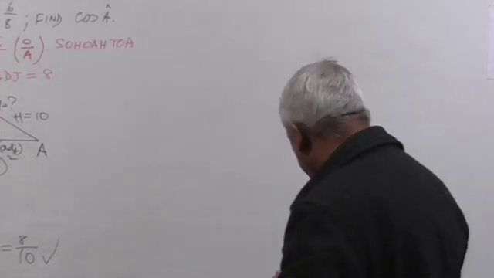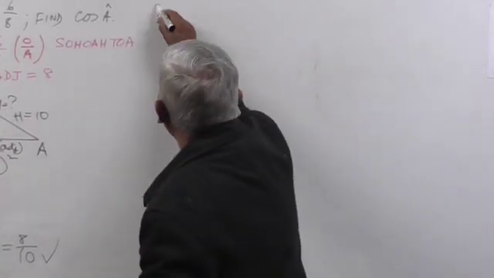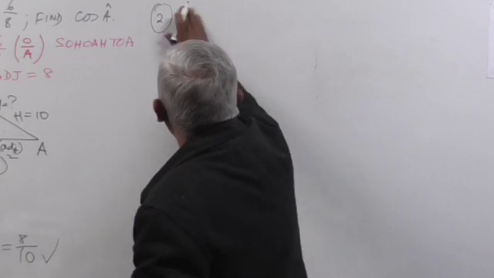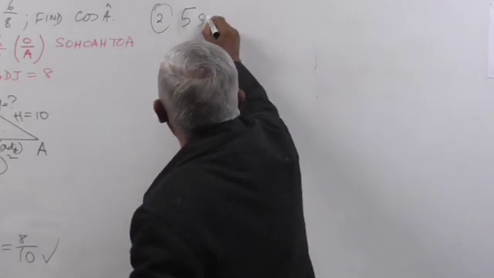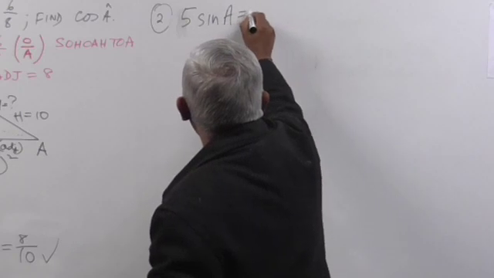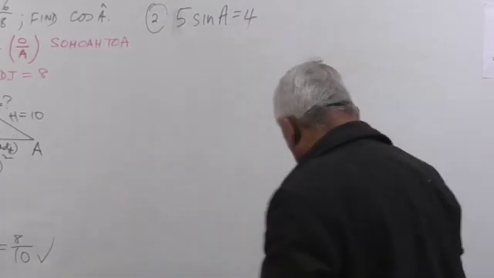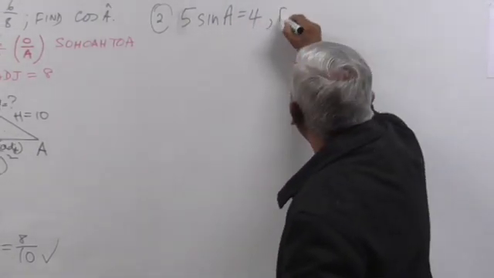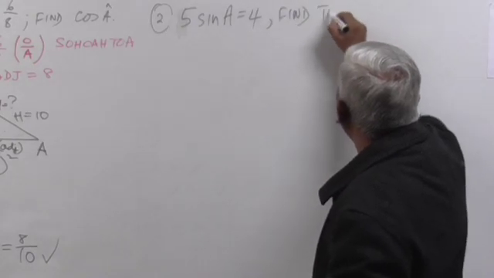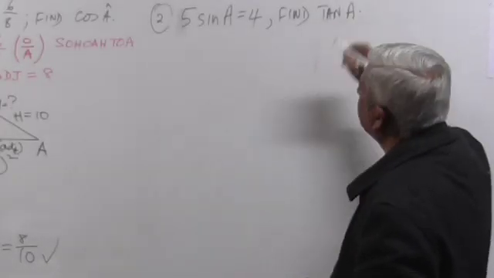You were told 5 sine A is equal to 4. Number 2, 5 sine A is equal to 4. Find tan A. Find tan of angle A.